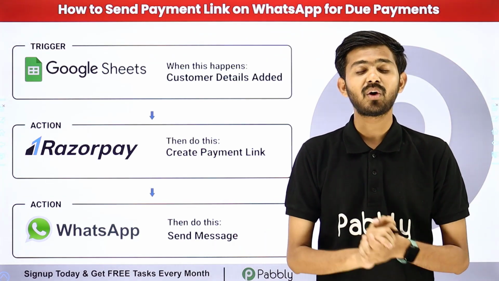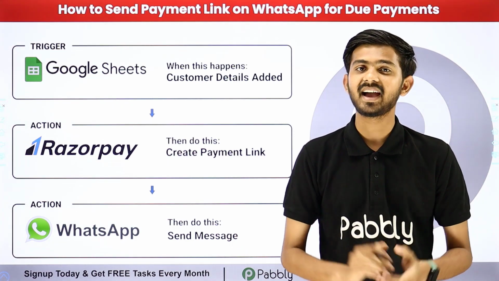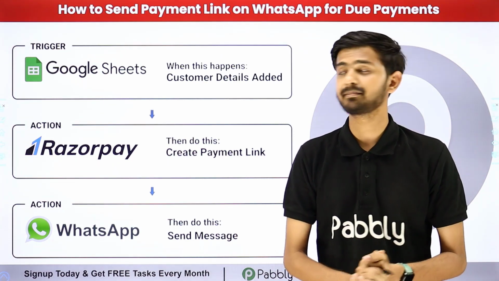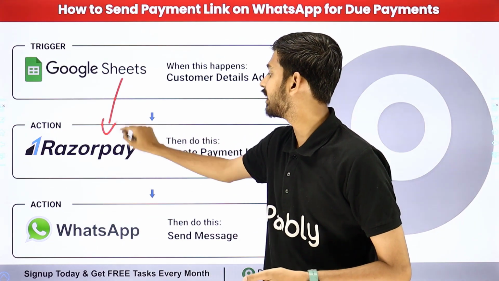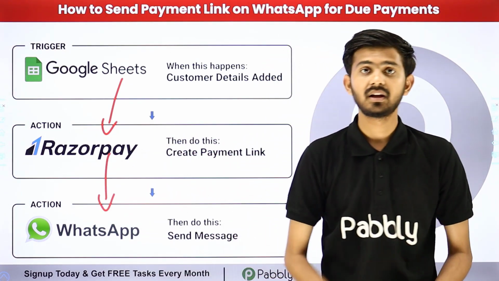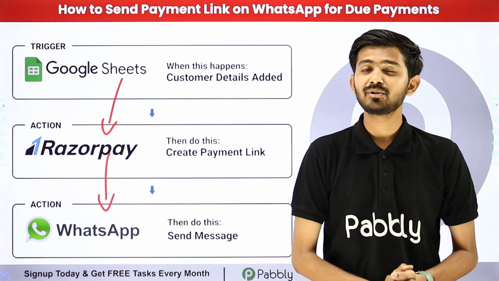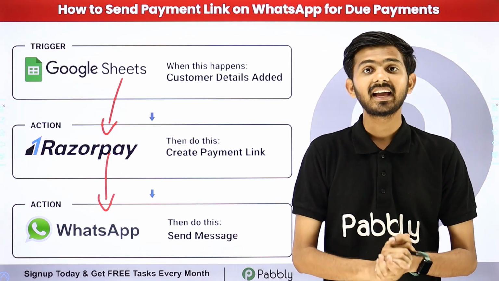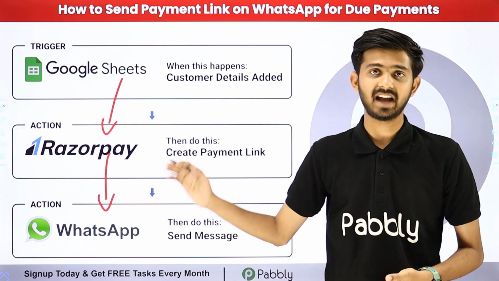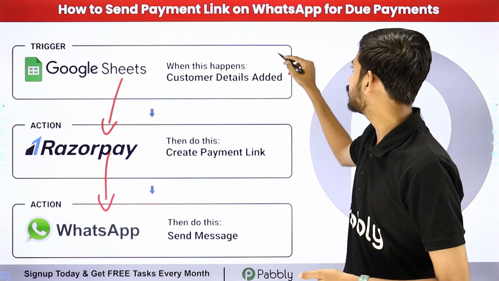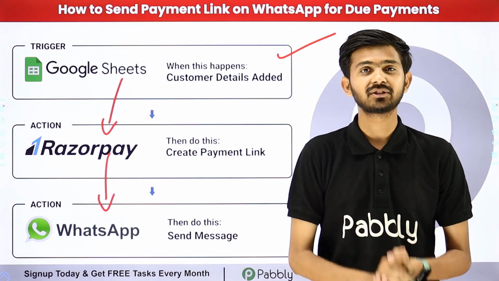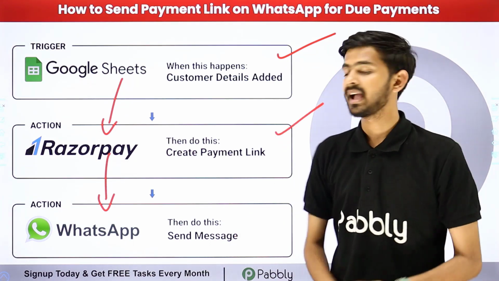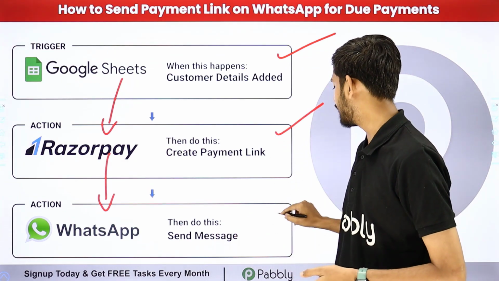So for sending the message on WhatsApp, I'm going to use WhatsApp Cloud API, and for my objective, I have to build a simple connection between Google Sheets, Razorpay and WhatsApp Cloud API. For building this connection, I'm going to use Pabbly Connect, which is an amazing software for automation and integration. In Pabbly Connect, I have to use trigger and actions. In trigger application, I'm going to use Google Sheets. In action application, first I'm going to use Razorpay, and after that, I'm going to use WhatsApp Cloud API.